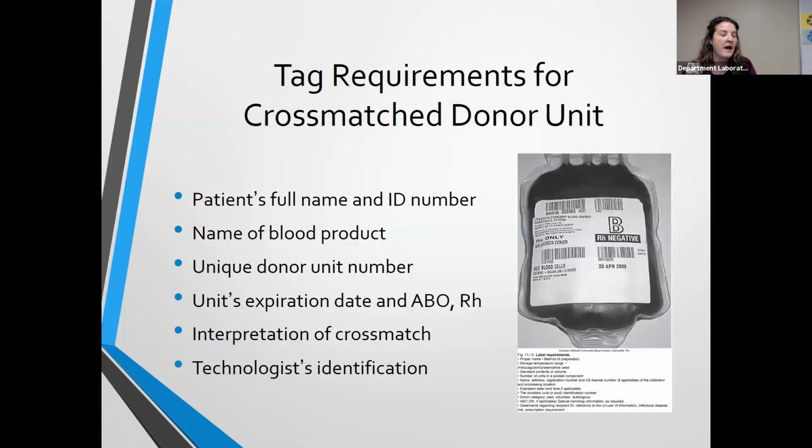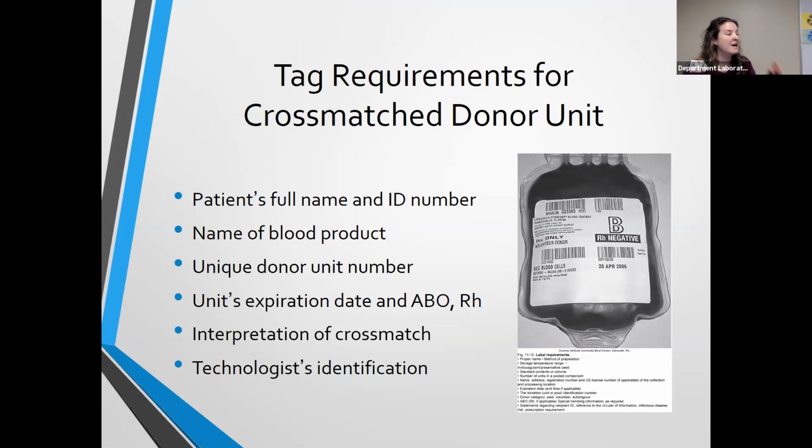So, the tag requirements. If your patient does need a transfusion, you set up a unit for them. The blood bank is very particular. Everything has to be labeled appropriately, and you will double and triple check yourself. This is what a typical donor unit is going to look like. Once it's cross-matched on a patient, you add that additional patient information as well. Some blood banks have special printers that will print tags that are attached to this unit.